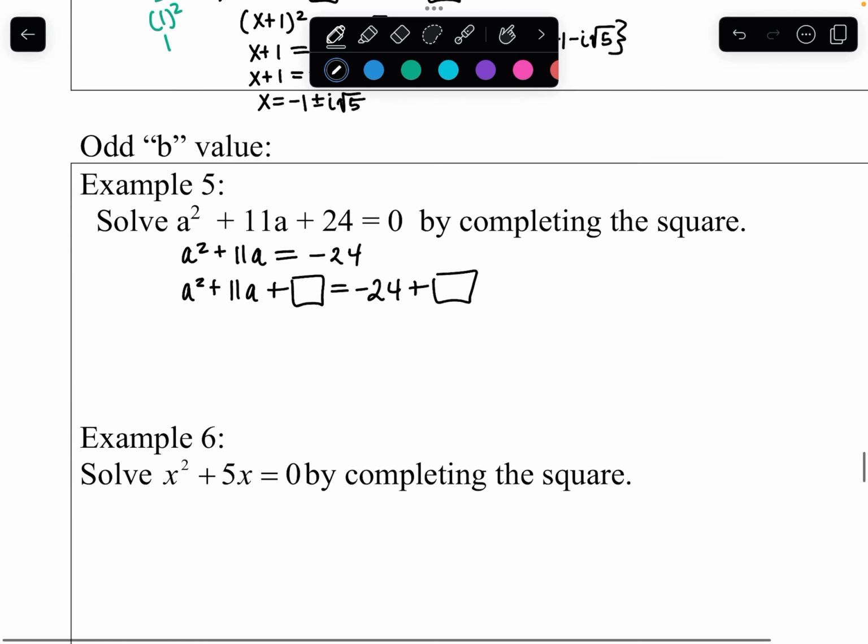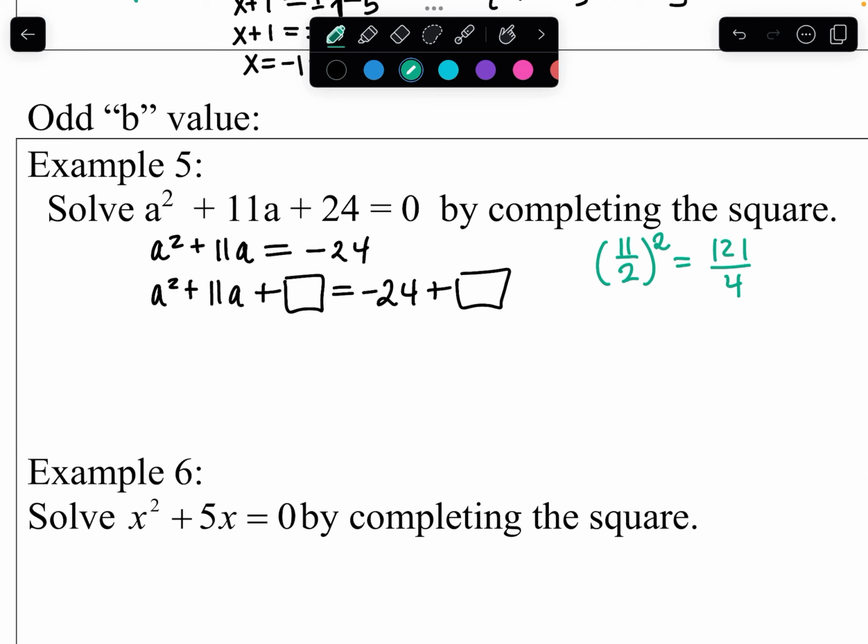Okay, and so we cut 11 in half and square it. And because it's a fraction, you just square the top and square the bottom. Okay, and so 121 over 4 is the number that we are adding to each side, but this is still considered a perfect square trinomial. We still cut that b value in half for our perfect square trinomial. And then to simplify the right side, we need to get a common denominator, and so we would multiply top and bottom by 4, and that would be negative 96 over 4.